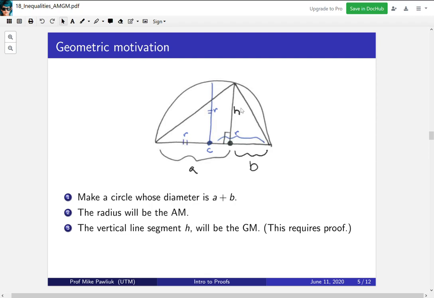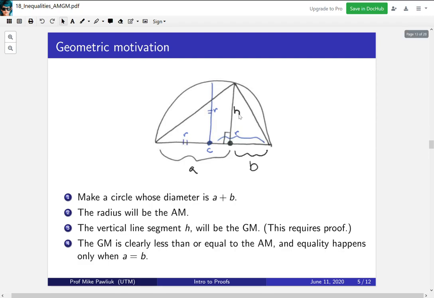Now, if you take for granted that this is the arithmetic mean, then you have a very clear inequality. This geometric mean is clearly less than the arithmetic mean, because this part is the whole radius. It goes all the way up to the top, but this geometric mean only goes up a little bit less. Also, when are these two things equal? Well, it's equal exactly when a and b are equal. That's the only way h could go all the way to the top.